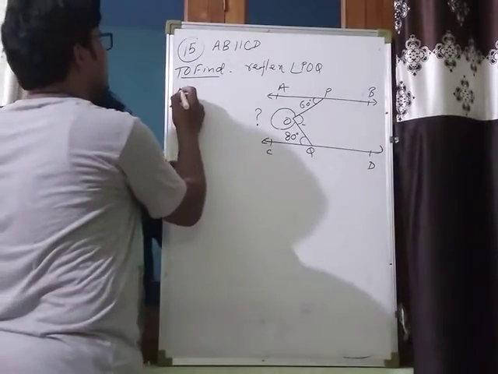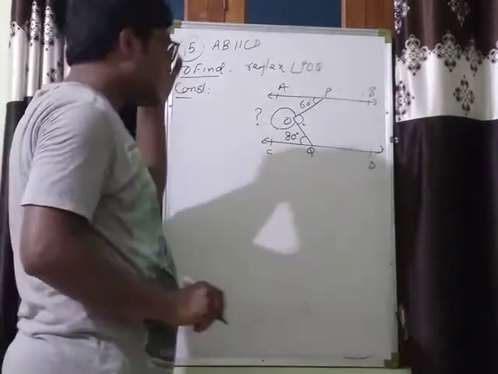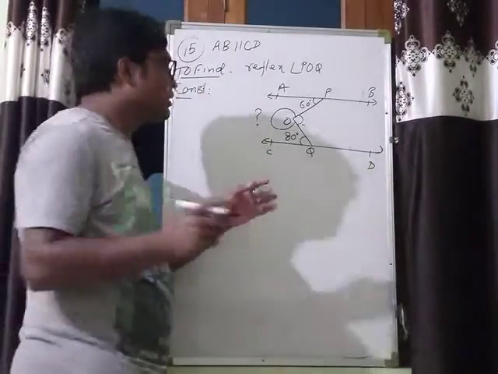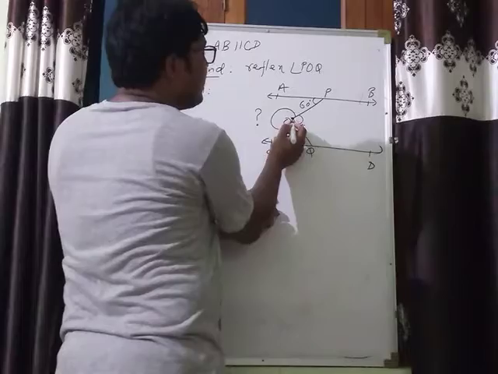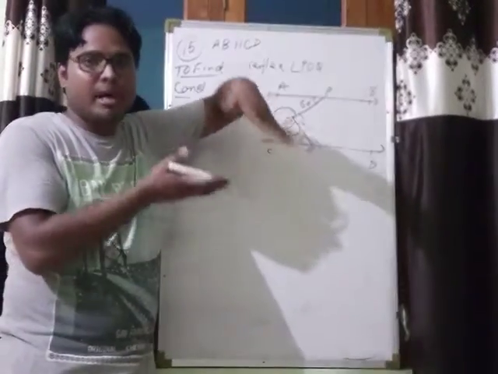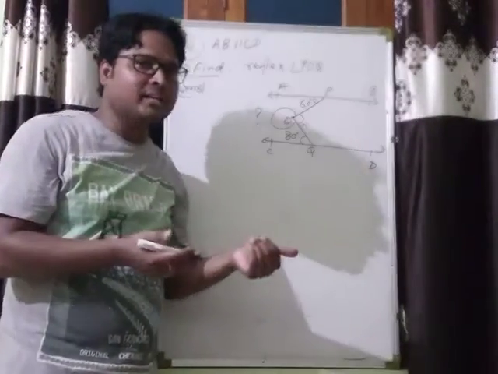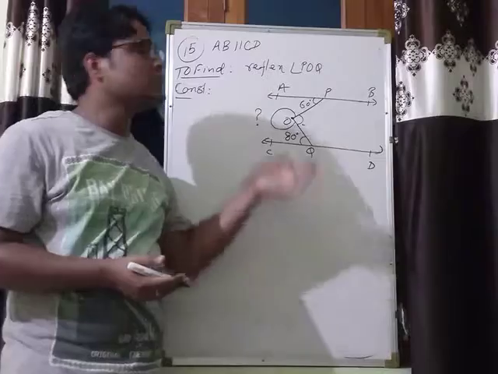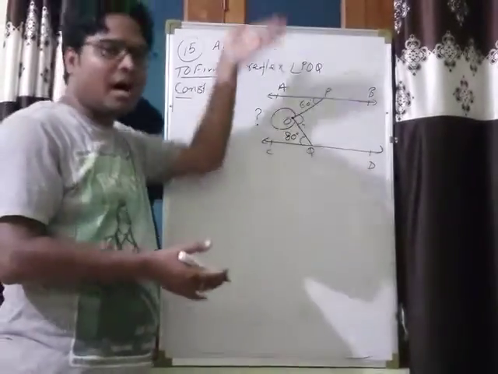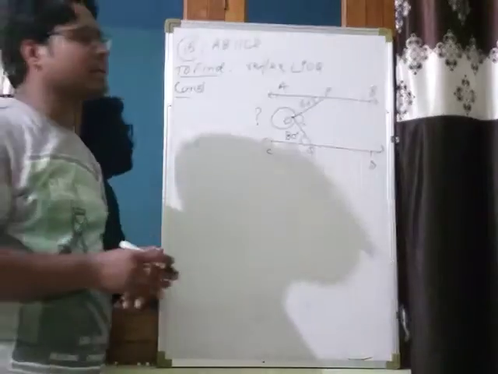So for finding out we have to construct something. What do we have to construct? See, draw a line which passes through O and is parallel to AB and CD, because AB and CD are both parallel to each other. That's why if we draw any line from O which is parallel to AB, because all these lines are on the same plane, all the three lines will be parallel to each other.